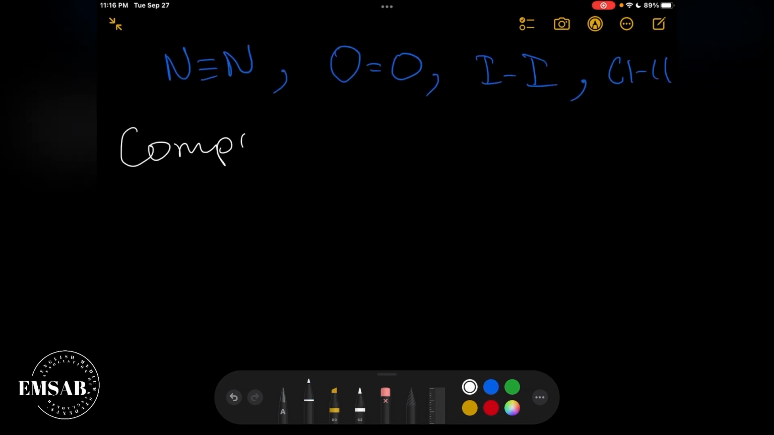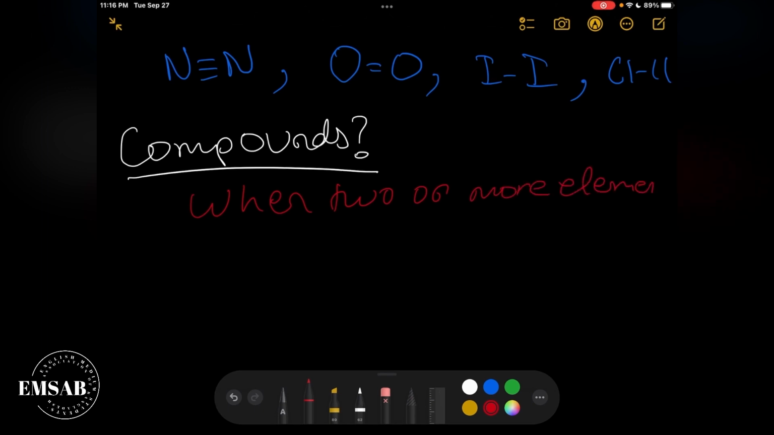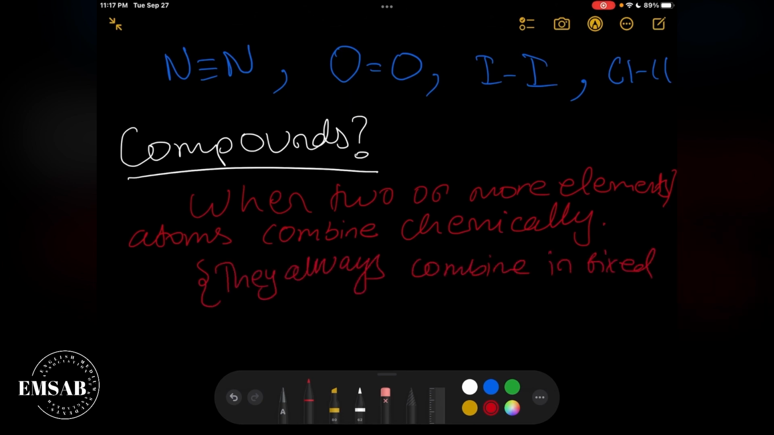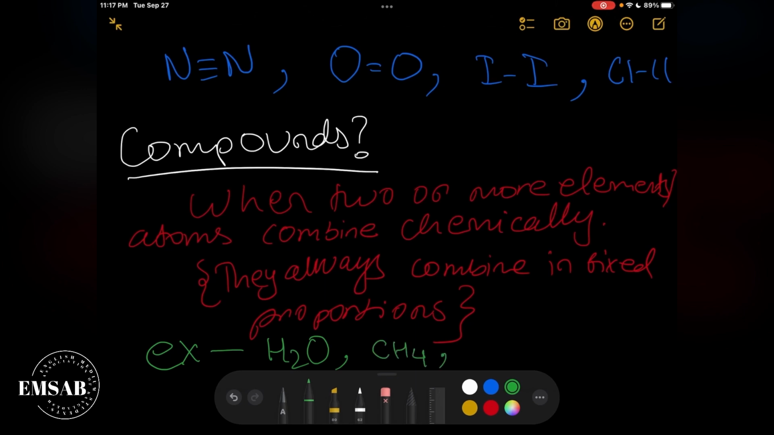Next up, we have compounds. Compounds is basically when two or more elements or atoms combine chemically. They always combine in fixed proportions. Some of the examples are water, methane, ammonia, etc.